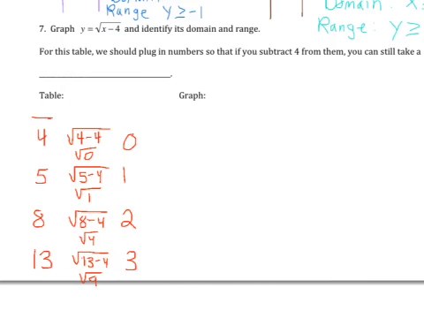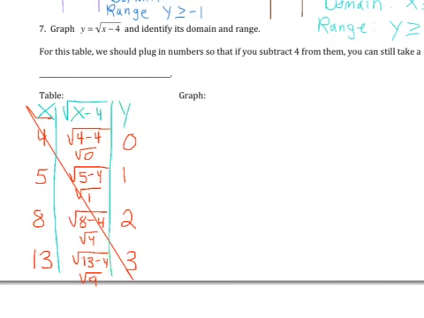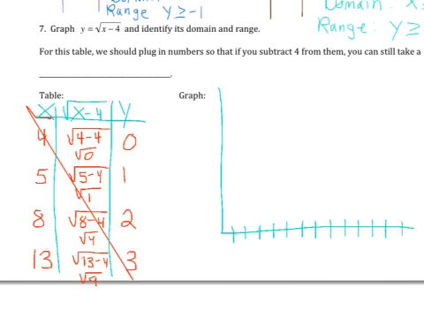Oopsies. Let's try to get that table back up here. There we go. Okay, so now let's graph what we have. So we have to go all the way out to 13 on our x-axis. There we go. And only up to 3 on our y.